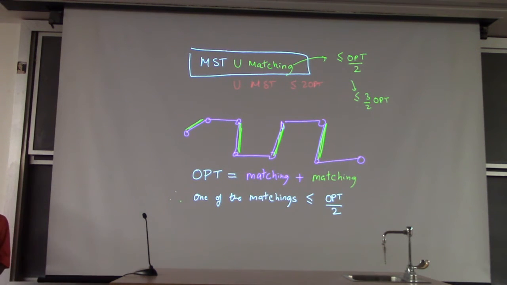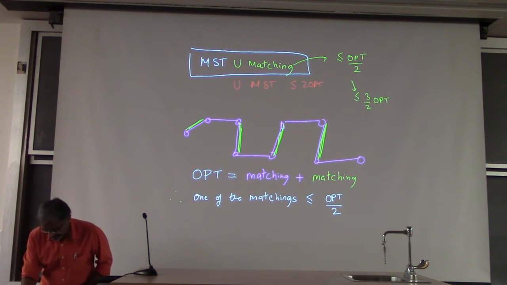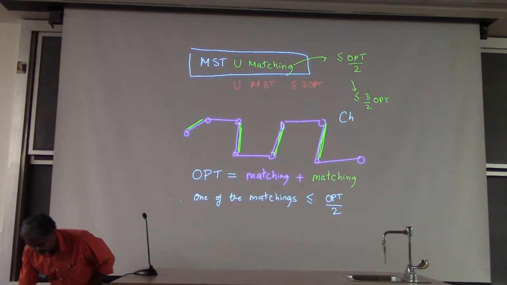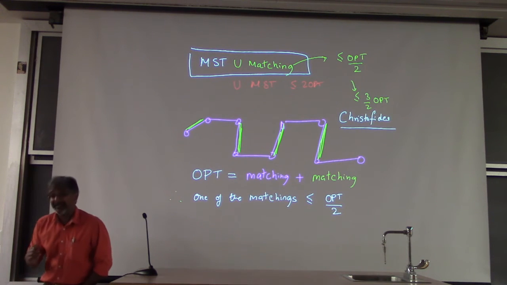And the rest of the argument works the same way. Now you have an Eulerian graph, find a tour, short circuit it. Its cost is at most the cost of the Eulerian graph, and that's 3 over 2 times opt. You have an algorithm that is a 3 over 2 approximation. This is called the algorithm by Christofides. This is from 1975 or so.